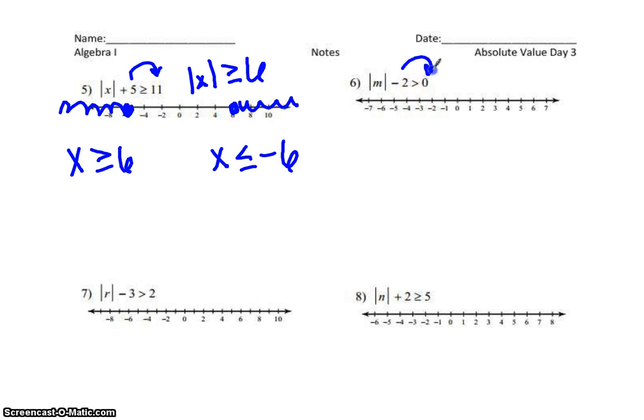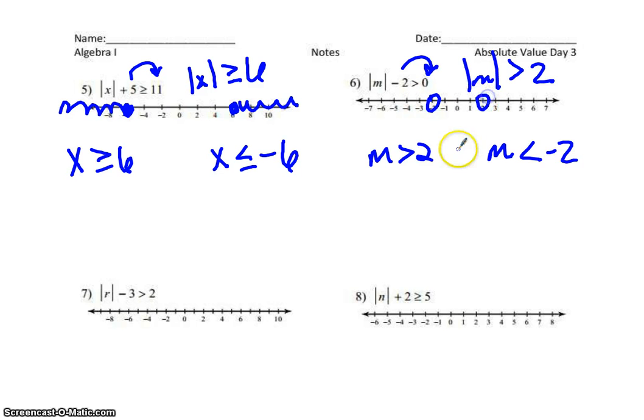You got to move your 2, so the absolute value of m is greater than 2, because 0 plus 2 is 2. M is greater than 2, m is less than negative 2. Open circle at negative 2 and at 2. At 2, you're shading to the right. At negative 2, you're shading to the left.